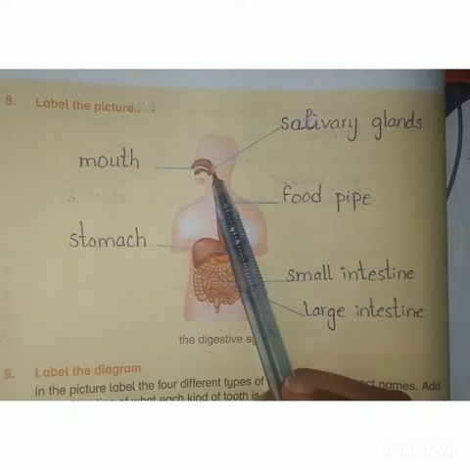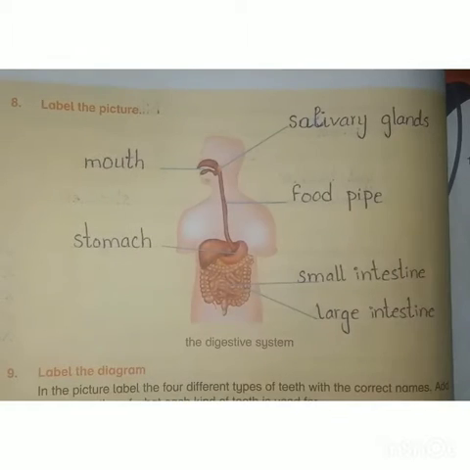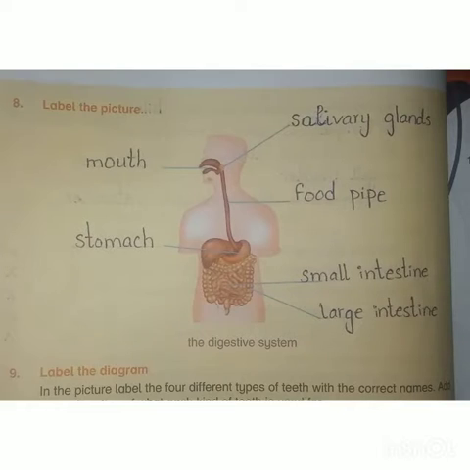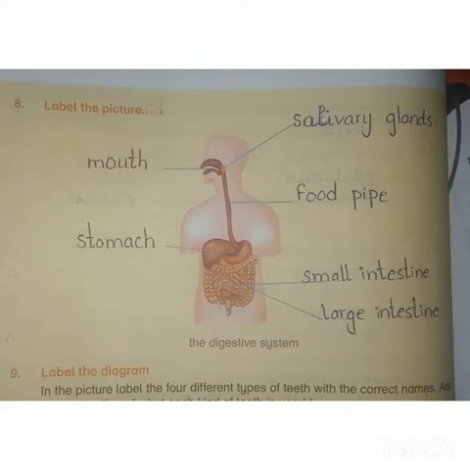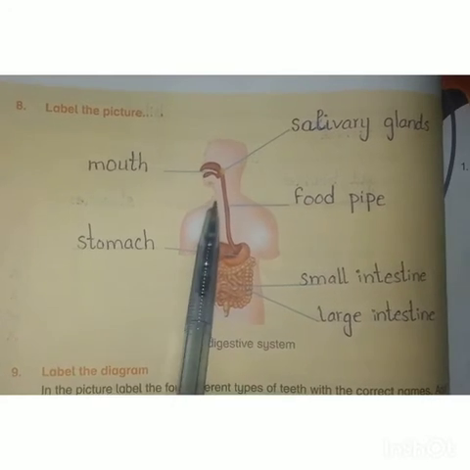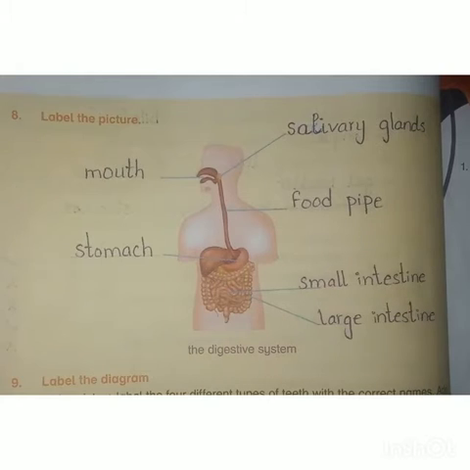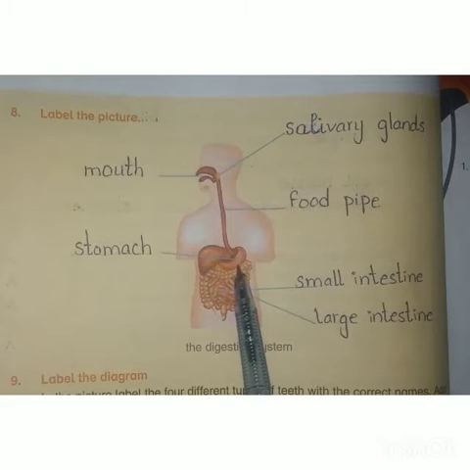these yellow colored parts are glands, and these are called salivary glands. Salivary glands in the mouth produce saliva, and saliva softens the food, and then the tongue pushes the food down into our throat. This long tube is called the food pipe. Food enters the food pipe through the throat, and then from the food pipe food enters the stomach.